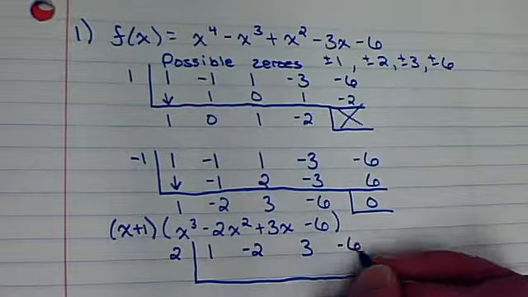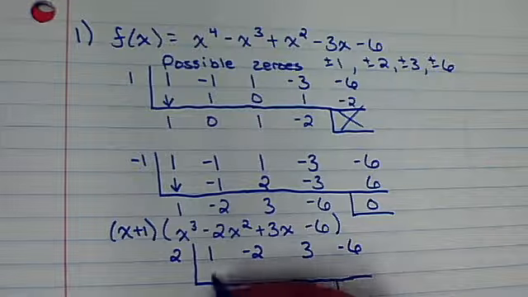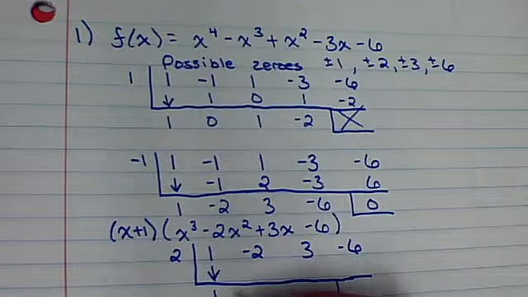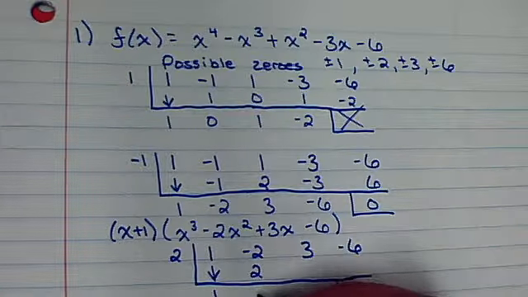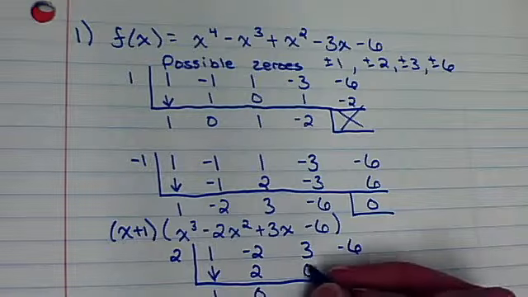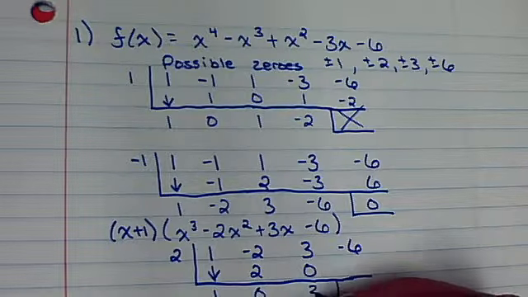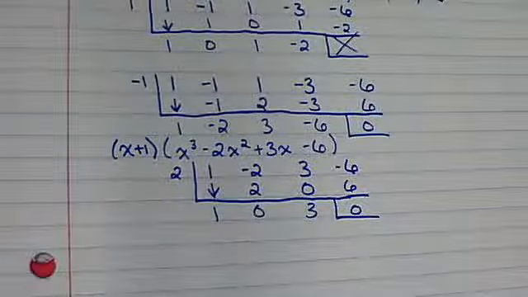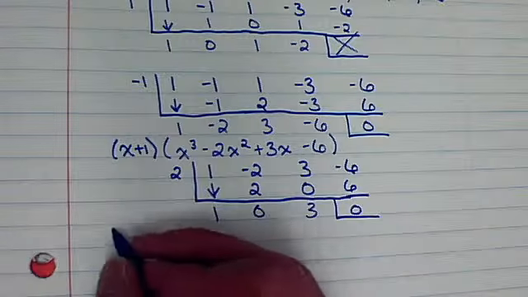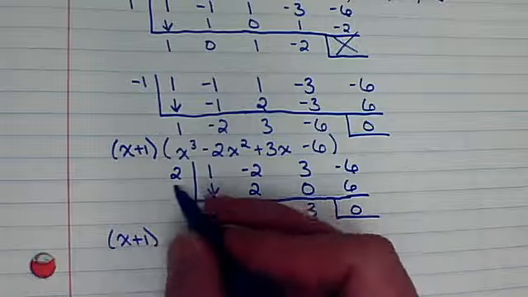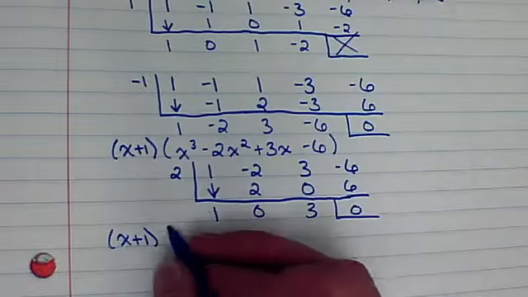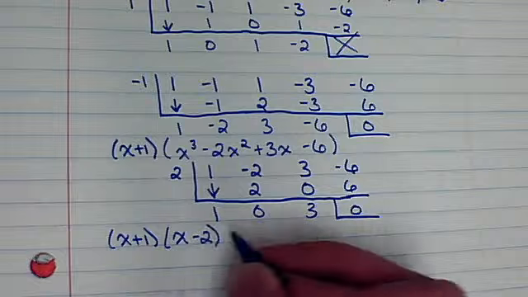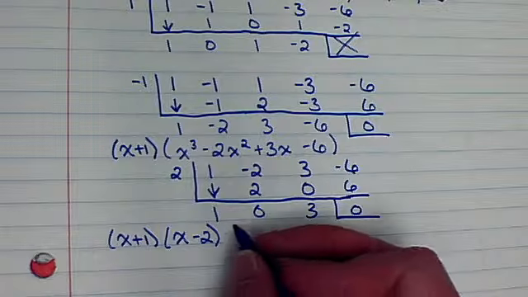Now I just guessed a 2. Don't have all the answers written down. Bring down a 1. 1 times 2 is 2. It gives me a 0. It gives me a 0. Add 6 and 0. It just happened to work. So we still have the x plus 1 out front. Now we know 2 is another 0, so that means I have a factor of x minus 2. And then I have this quotient.